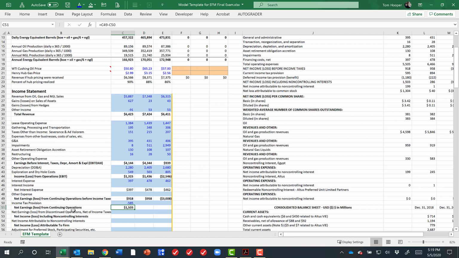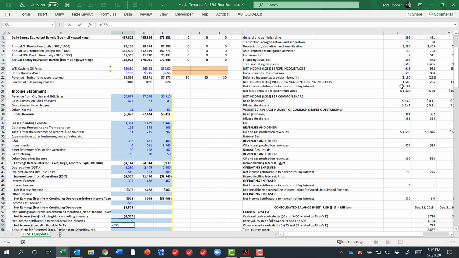Now I'm calling that continuing operations on the 918 and 1503 line. They said it's including non-controlling interest. Well, they didn't have any discontinued operations, so we can just carry that number down. And let's see if they had any non-controlling interest. They did. And so the net income attributable to non-controlling interest, 199.